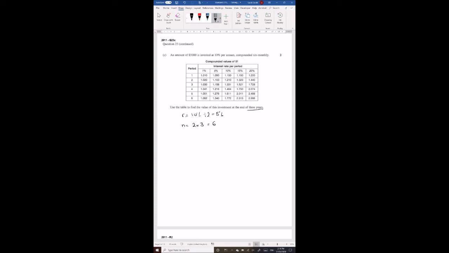So we look at our table, we find our 5 and our 6. So this is the compound interest factor that we are looking at. So we'll have 5,000 times 1.340, which will give us 6,700. So we can say, therefore, the investment is worth $6,700 in 3 years. Excellent.